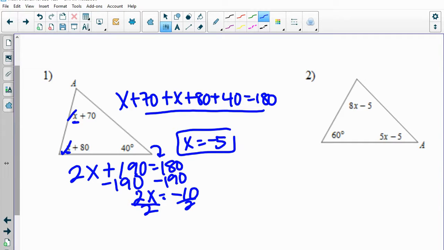And then you're being asked to find the missing angles. You got to find those missing angles. So this one says it's x plus 80. What's our x? Negative 5. Yeah, what's negative 5 plus 80? And then if we do the same here, negative 5 plus 70, 65. And we've got our missing angles.